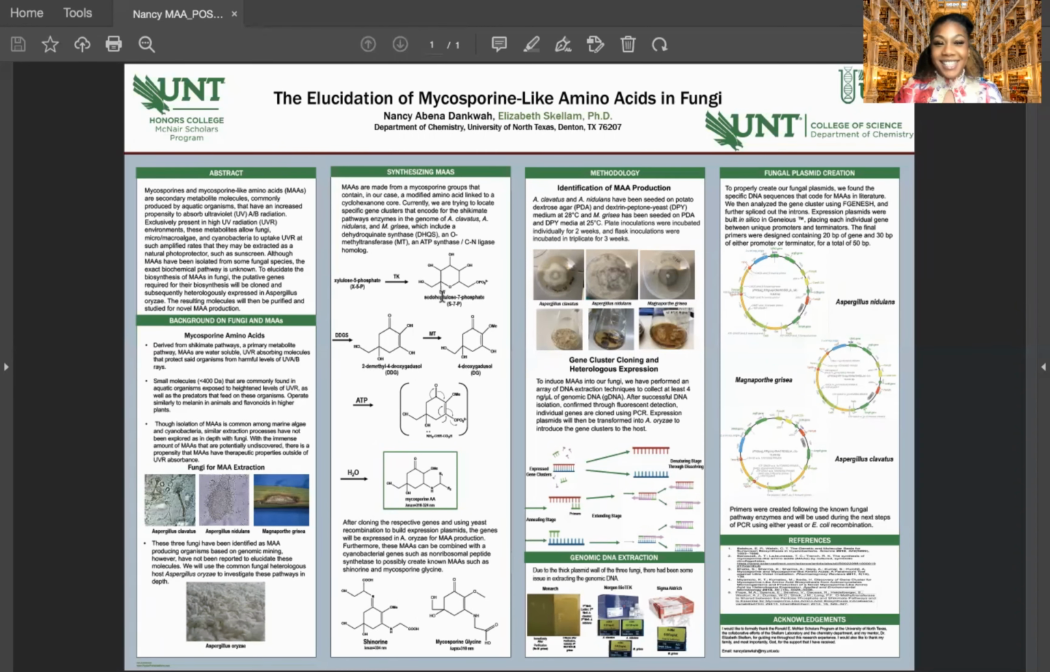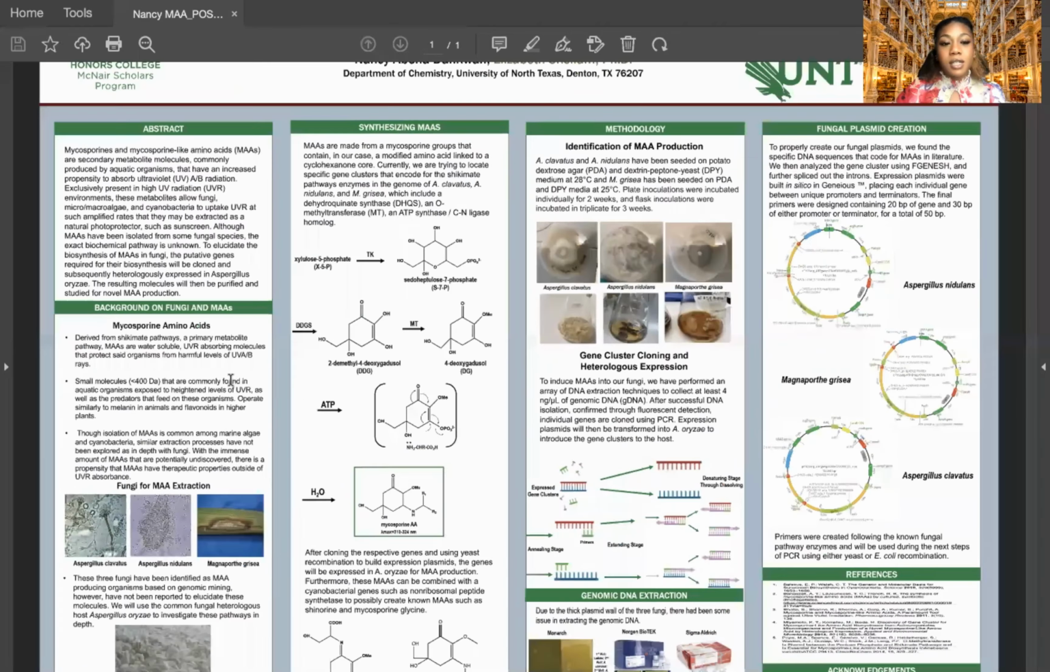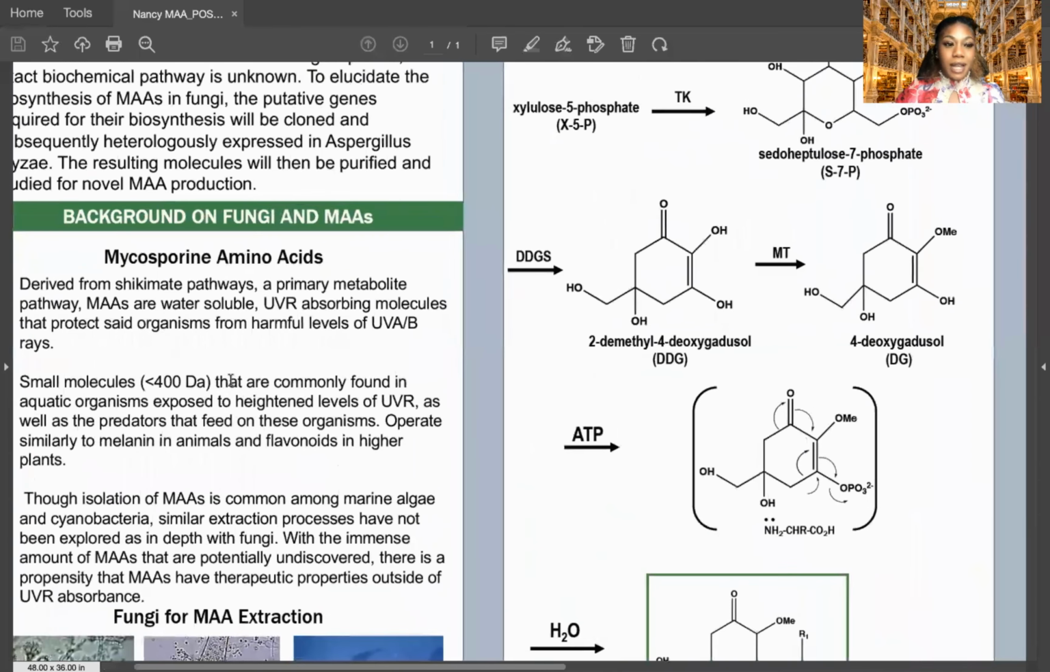Hi, y'all. My name is Nancy Dankwah, and I'm a biomedical engineering student here at the University of North Texas. I've had the privilege of working under Dr. Elizabeth Skellum on the elucidation of mycosporine-like amino acids in fungi. Now, you're probably wondering to yourself, what are mycosporine-like amino acids?